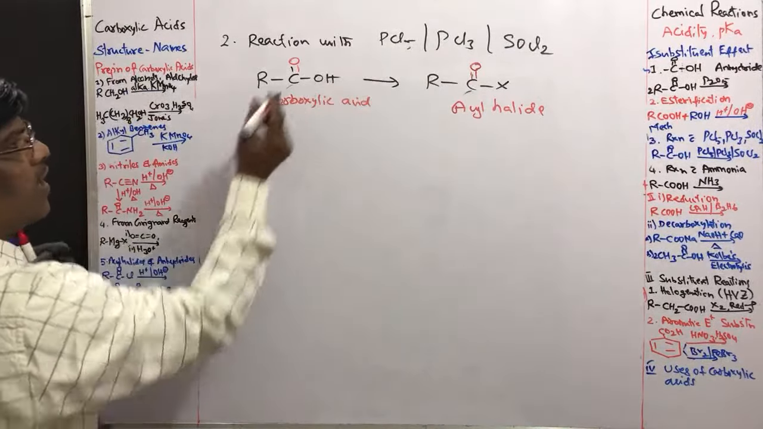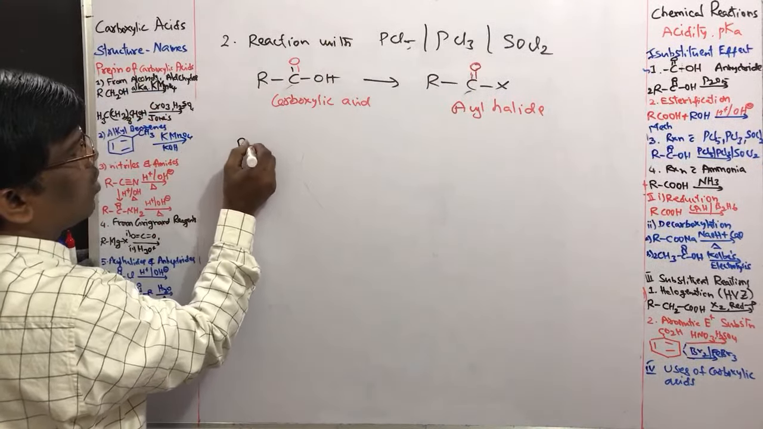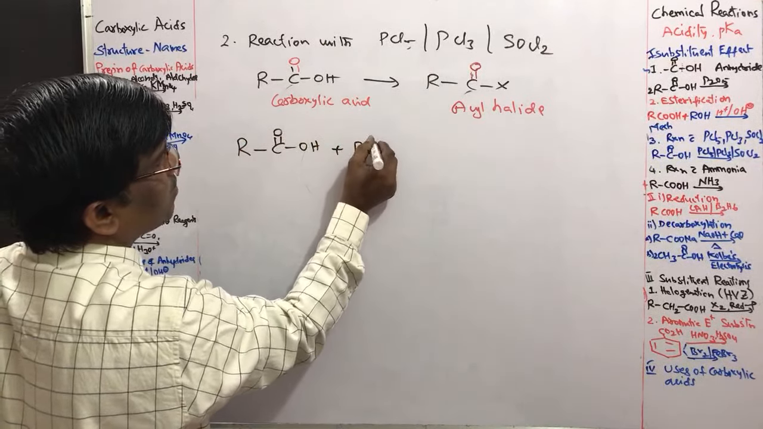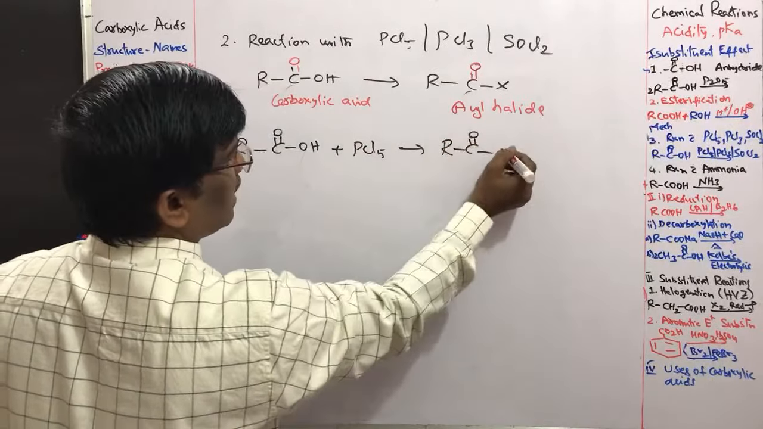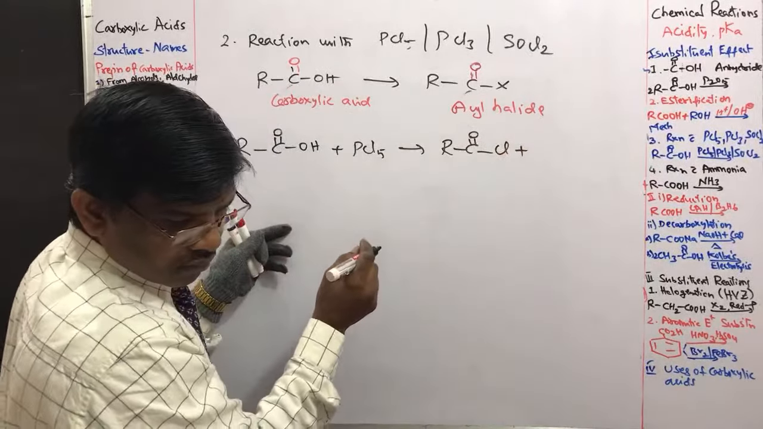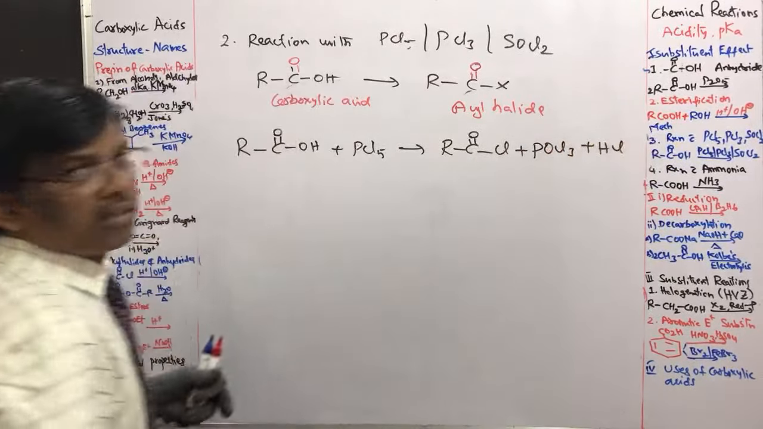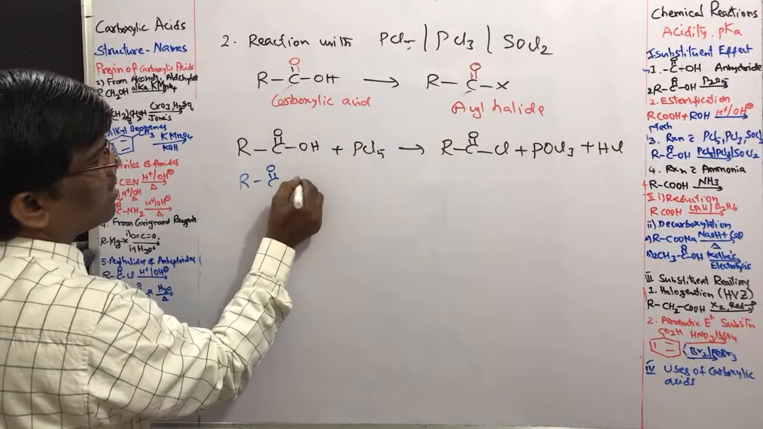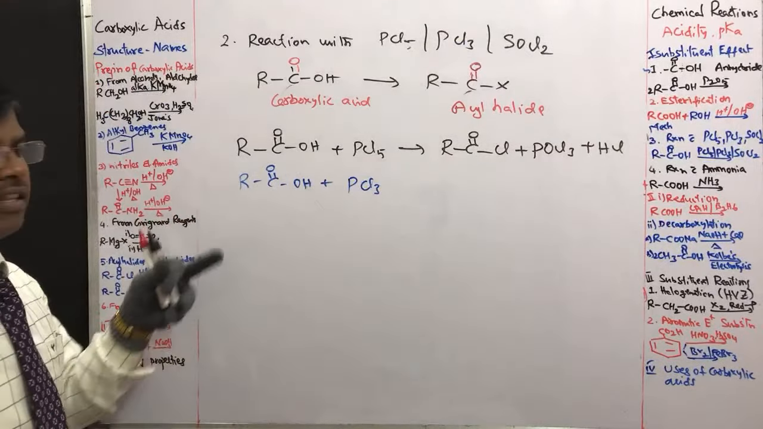Among these, if I use PCl5, phosphorus pentachloride, with a carboxylic acid, I am going to get RCOCl plus POCl3 plus HCl. Yes, students. Or if I use the same acid with PCl3 or PBr3, I can use PBr3 also.